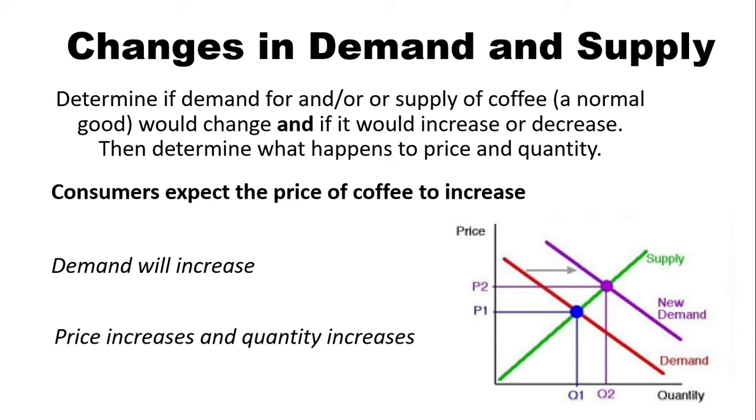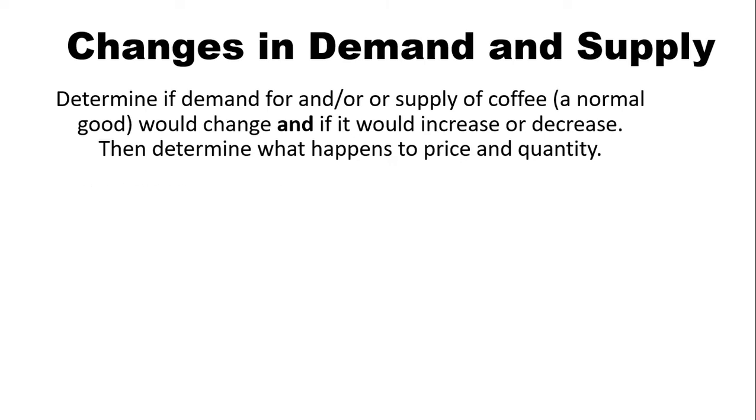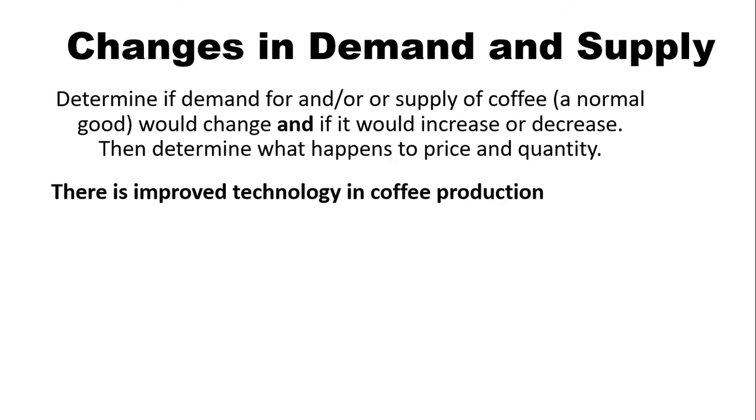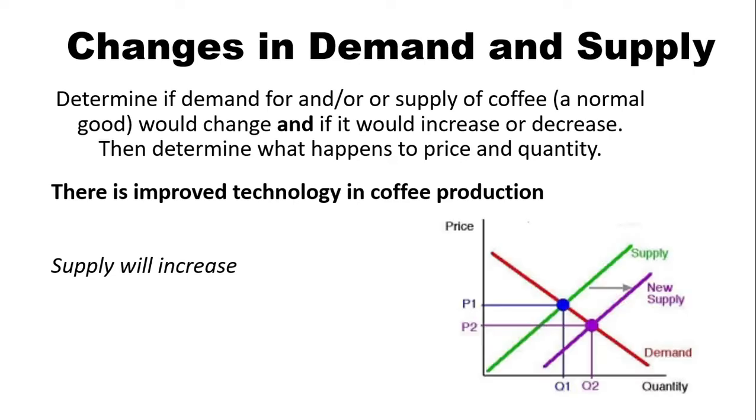Okay, so the next one, there's an improved technology in coffee production. Technology is on the supply list. So if there's better technology, we can produce more at the same price. So supply is going to increase. And if supply increases, price is going to decrease, quantity is going to increase.